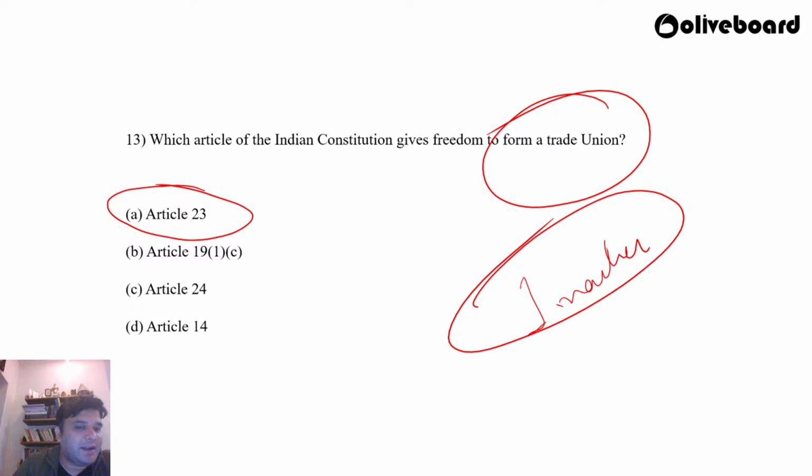Article 23, Article 19, subclause 1, subclause C, Article 24, Article 14. What do you think is the correct answer? I'll wait for another 5 seconds for you to come up with the right answer. What do you think is the right answer, boys and girls? Which article of the Indian Constitution gives freedom to form a trade union?